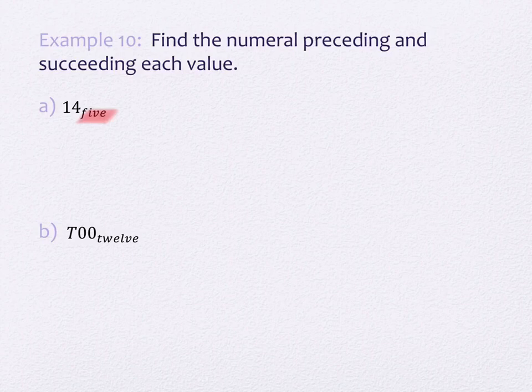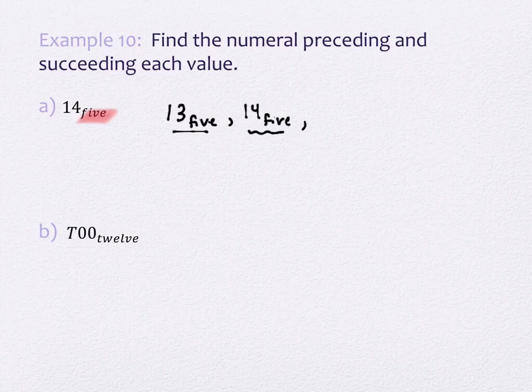This is asking us for the number that comes before 1, 3 in base 5 and the number that comes after. Sorry, what comes before 1, 4 in base 5? 1, 3. So 1, 3 comes first, then the one we're given, 1, 4 base 5. I'm just going to write them as though they're in order.